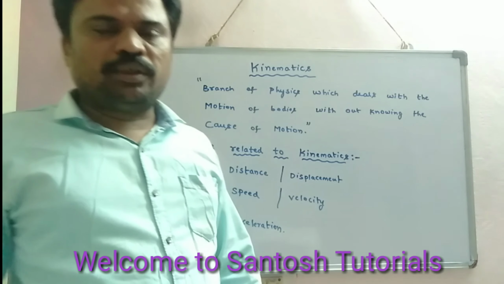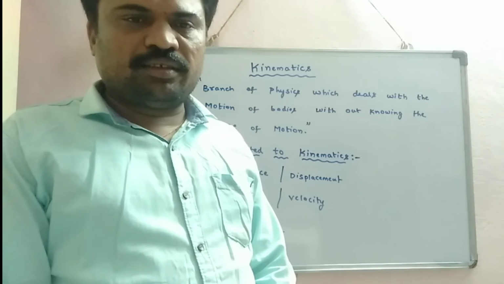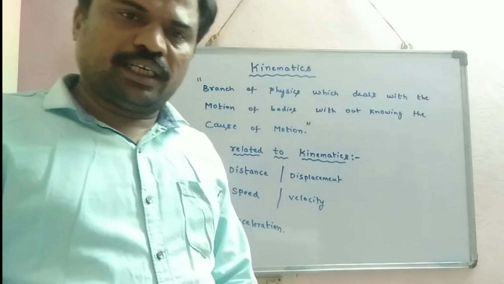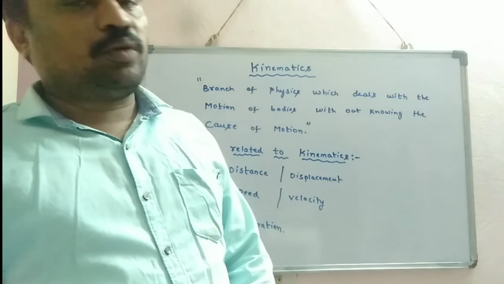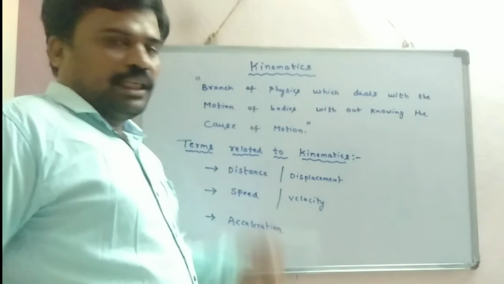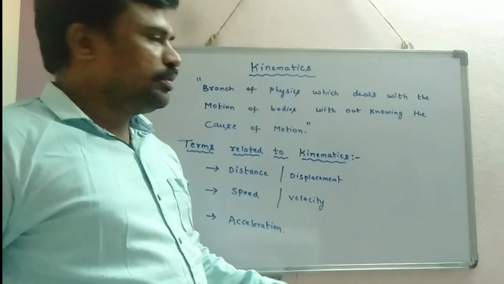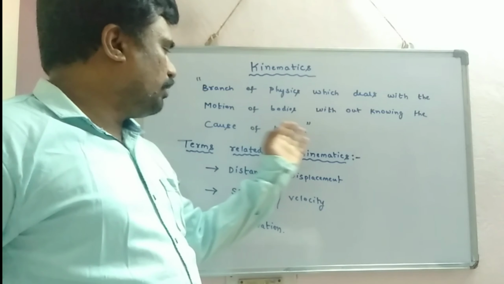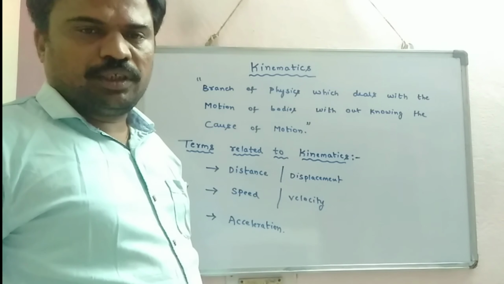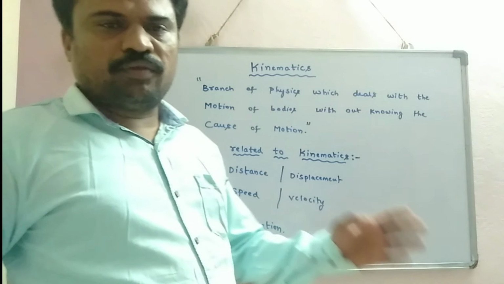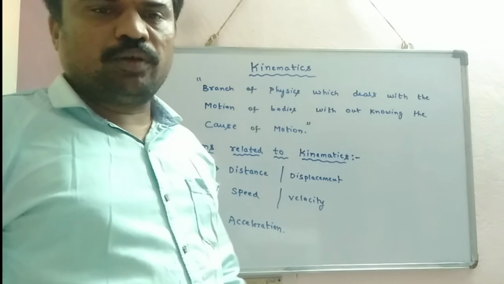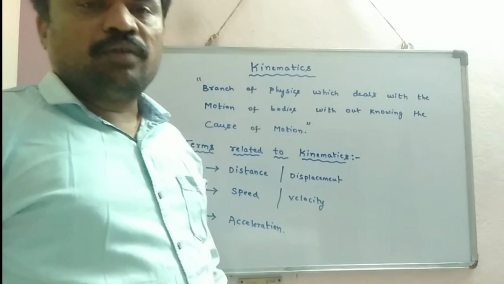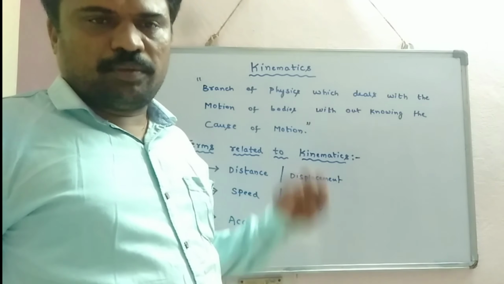Hi students, today let us discuss kinematics and learn some formulas in kinematics. First, let us know what is meant by kinematics. Kinematics is a branch of physics which deals with the motion of the body without knowing the cause of the motion. That means, if we learn about the motion of the body without knowing why the body is moving, without knowing the cause, we call that study kinematics.